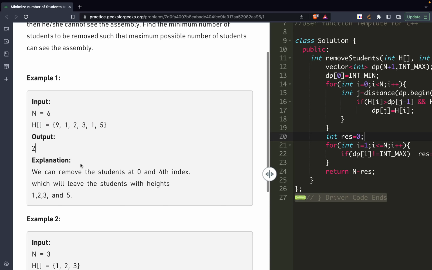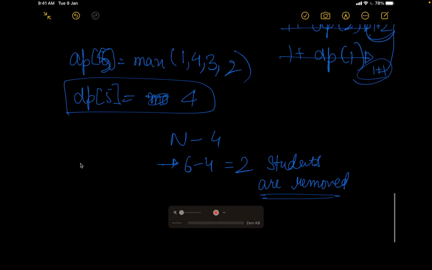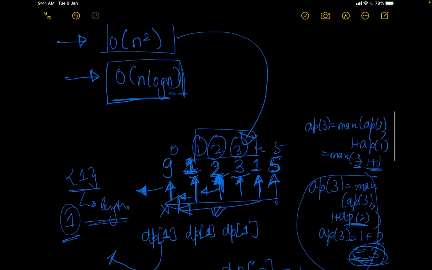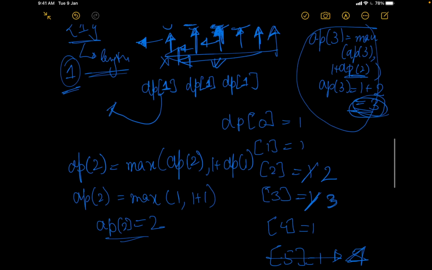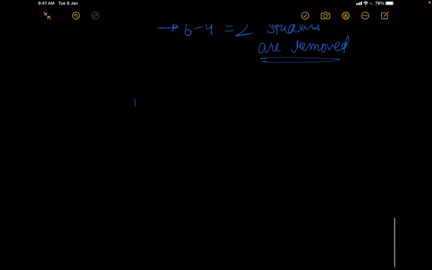However, this is an order of n square approach. So now let's see how to do it in order of n log n. But first let's understand why it was an order of n square approach. So what we were doing over here is that for every element, so for n elements, I was checking every element to its left, right?